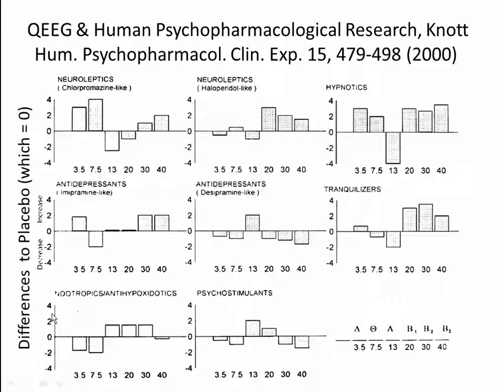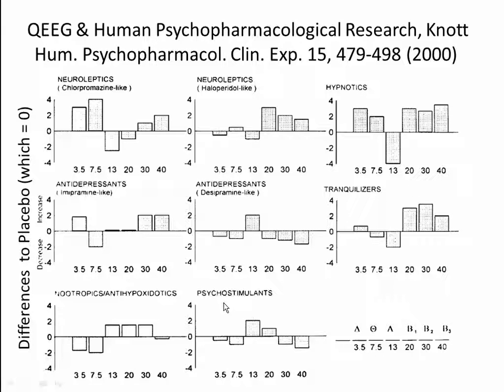Nootropics and hypoxidotics. So these are nutrients of various types. They seem to have a variety of effects, decreasing delta and theta, increasing alpha and the first two beta frequencies, with a slight decrease in the faster beta frequency.